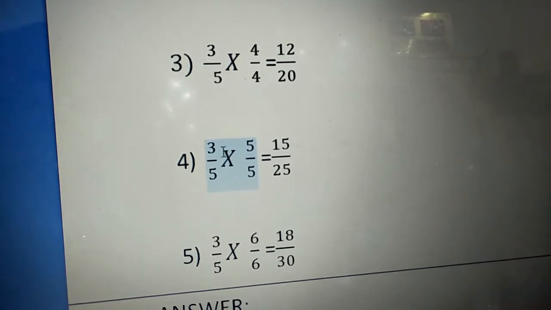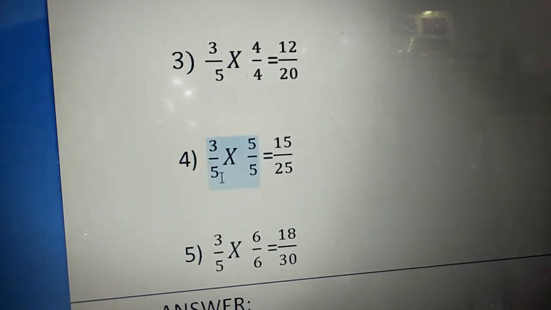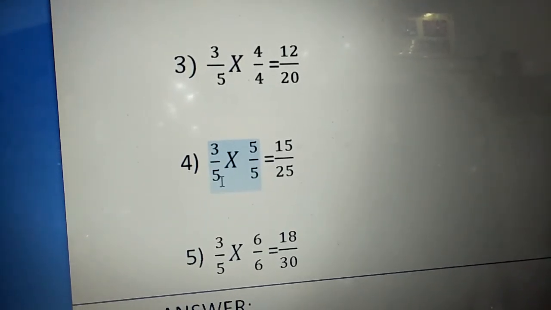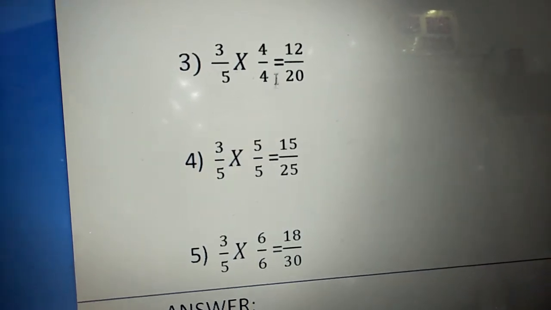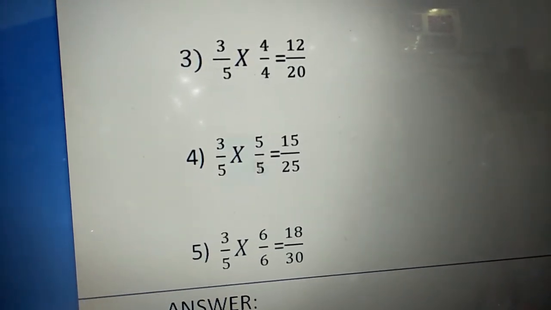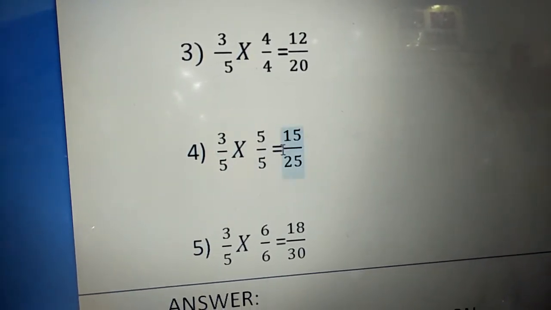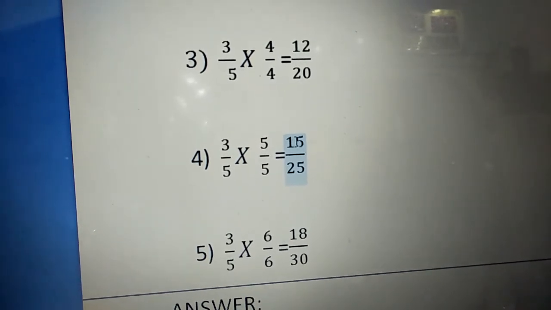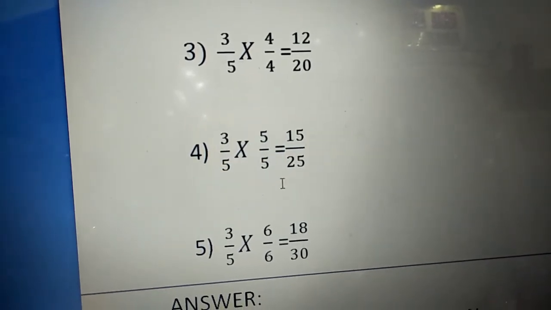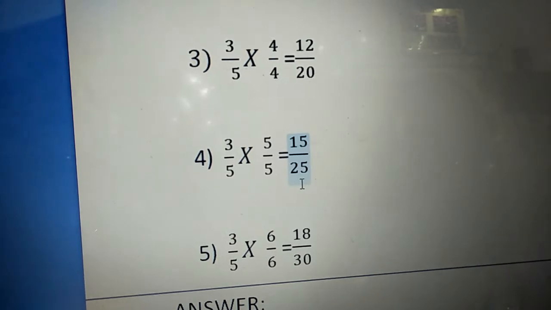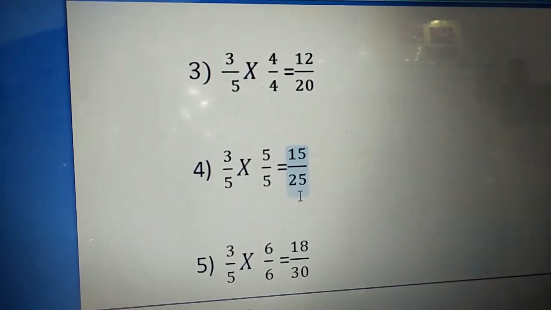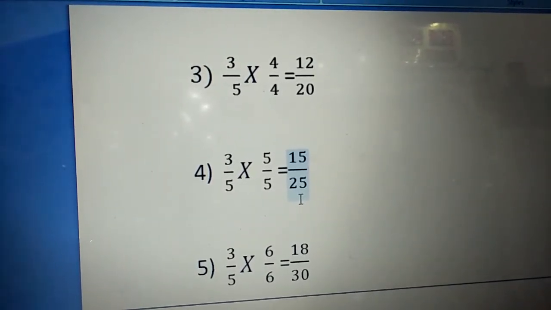Next, again I multiply the same fraction 3 by 5, multiply by 5 after 4. So 3 5s are 15. Then 5 5s are 25. So I completed 4 equivalent fractions.